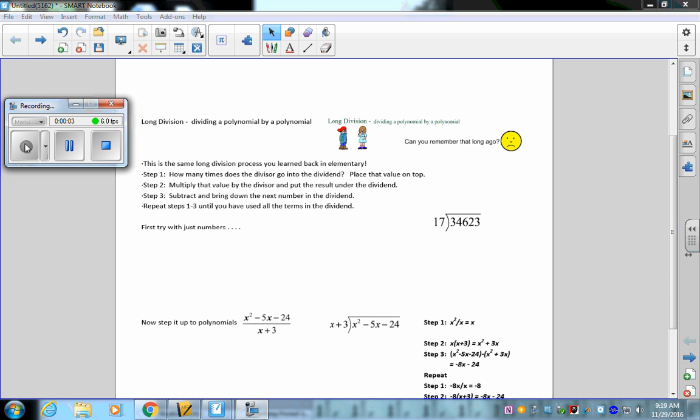This is Unit 6, Lesson 4. We're going to be working on long division today. So we're going to be doing it with polynomials, so dividing a polynomial by another polynomial. I know, can you remember doing long division so long ago?